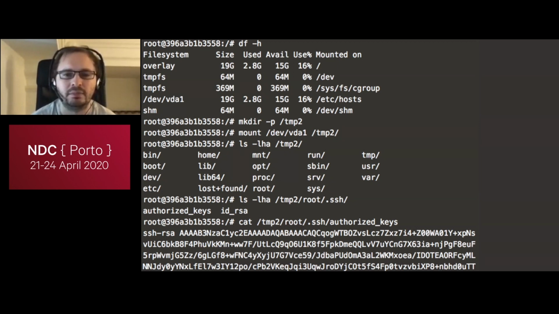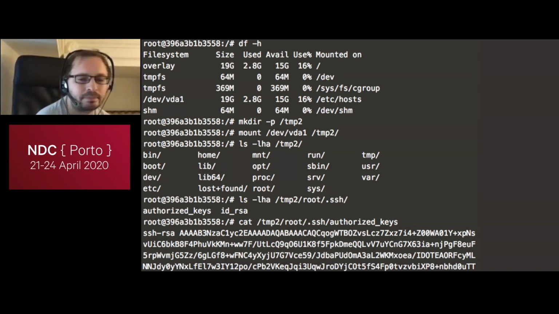Because I'm a privileged container and I'm running as root, I have full access. Once I have access to the disk, I can navigate it as I would if I was running on the host. For example, I could go to the SSH directory and look at all of the authorized keys that have been assigned to that host, or I could add my own key.